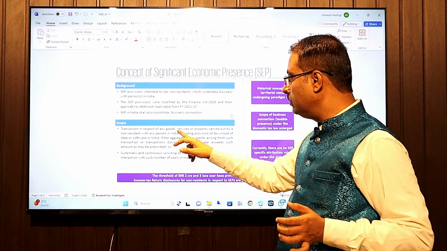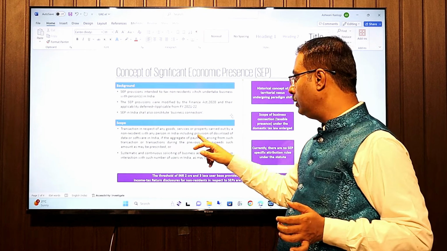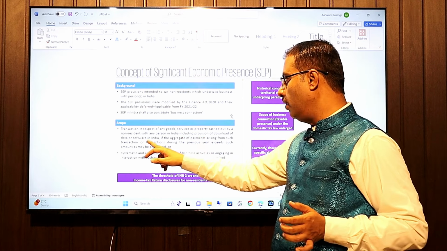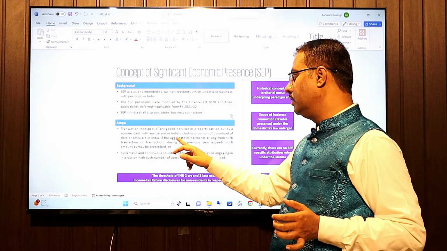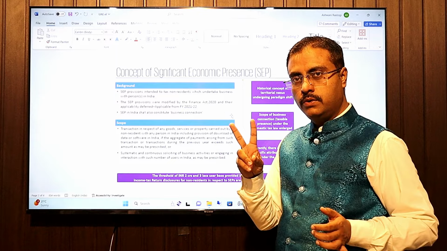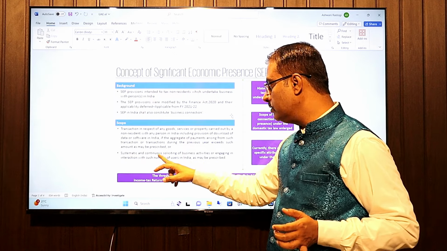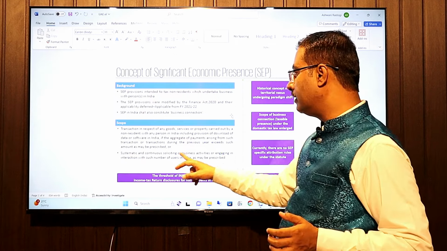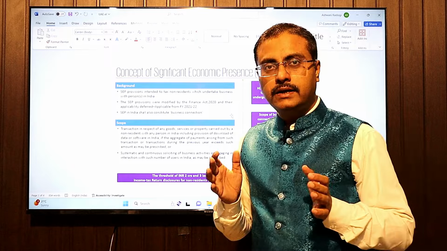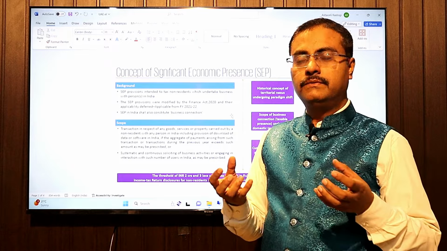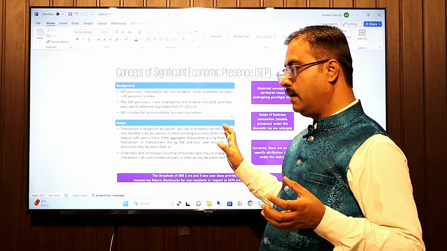Transaction in respect of any goods, services, property carried out by a non-resident with any person in India, including provision of download of data or software in India, if aggregate payment arising from such transaction during the previous year exceeds 2 crore, right? Or systematic and continuous soliciting of business activity or engaging in an interaction with such number of users that is prescribed, 3 lakh. You are providing some Netflix or some kind of services, that is a transaction in the nature of goods, service or download of software or data, right?